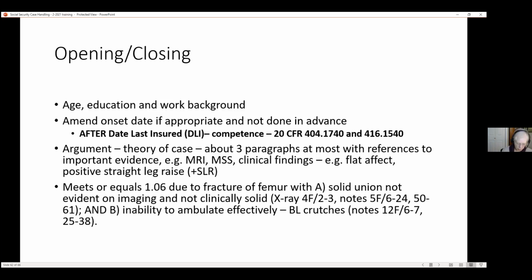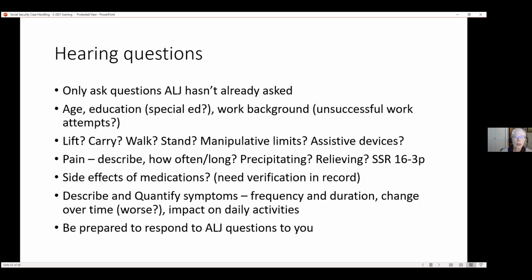And here's another example of theory of the case type arguments. Hearing questions: you check off what the judge already asked and you ask what they didn't. So again, age, education, work background, lift, carry, walk, stand. How much can you lift, how far can you walk, how long can you stand, what happens if after you stand for 10 minutes, my back hurts so much I have to sit down. Do you use assistive devices, a cane, a walker? Pain descriptions: what causes it, what do you do to relieve it, how long does it last, side effects of medication.